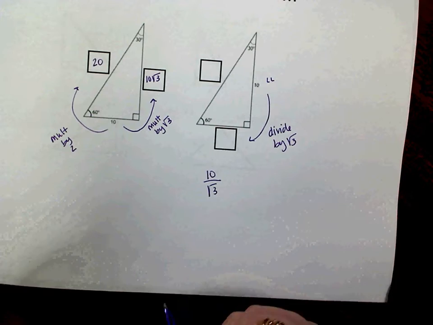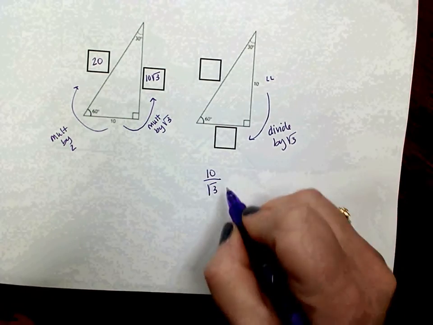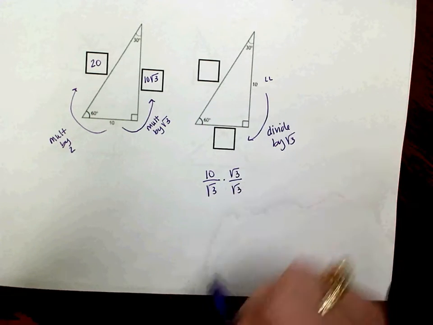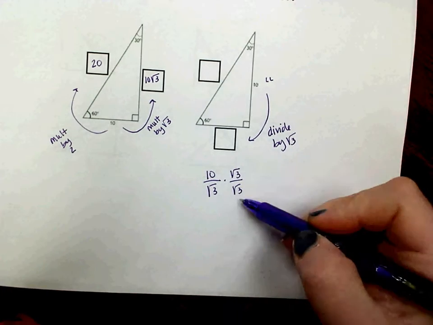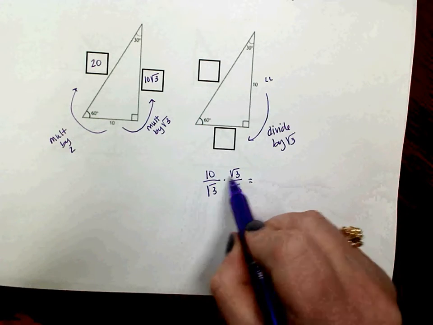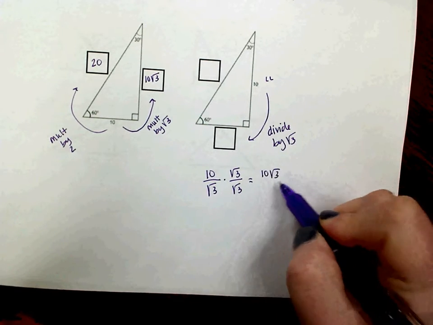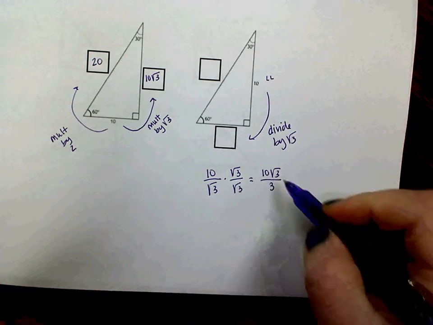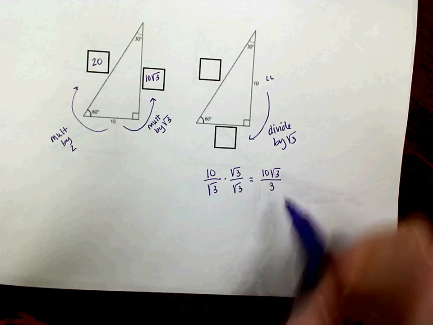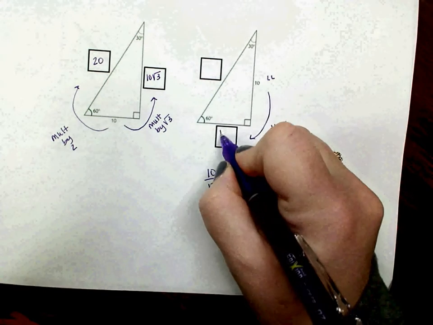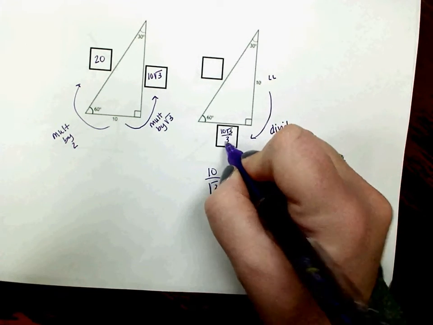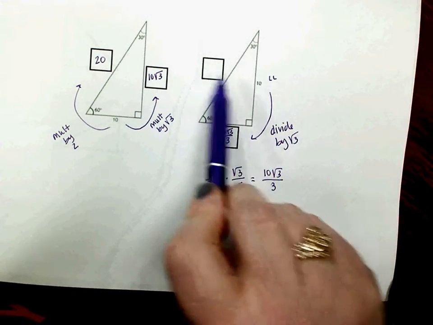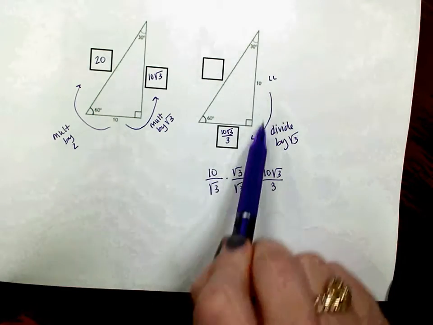Remember, you cannot leave a radical in the denominator, so you're going to need to rationalize by multiplying the numerator and the denominator by the square root of 3. So you're just multiplying by 1. So in the numerator, I have 10 square roots of 3. In the denominator, the square root of 3 times the square root of 3 is simply 3. Nothing will simplify that, since 3 and 10 will not simplify. So my short leg is 10 square roots of 3 over 3. Now I can go to my hypotenuse. You'll never go from the long leg to the hypotenuse. You'll always go through the way of the short leg.